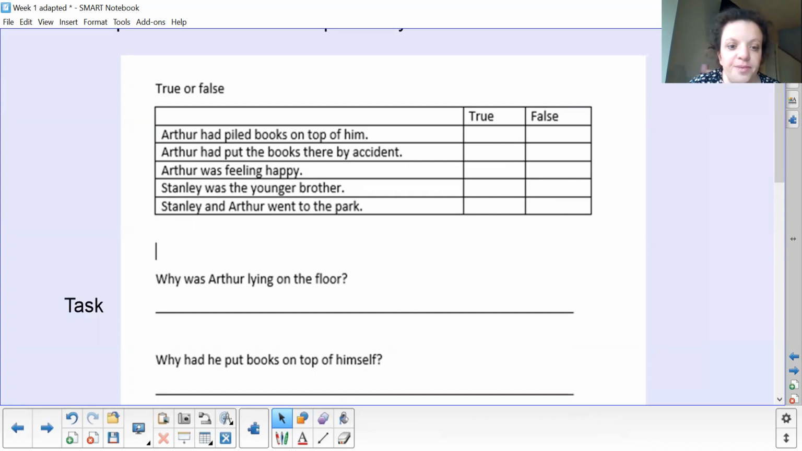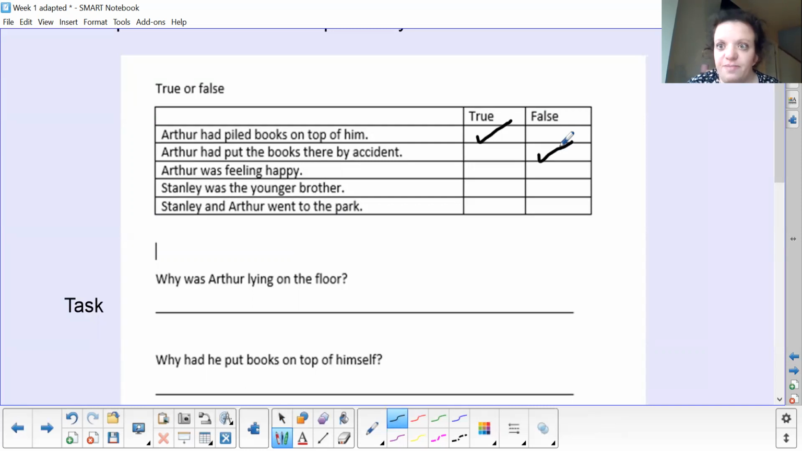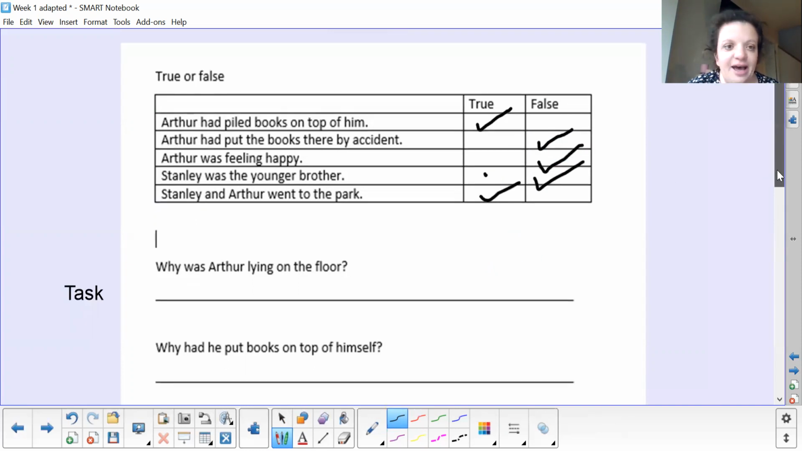Okay, let's go through our answers and you can see if you got them right or wrong. So Arthur had piled books on top of him. That is true, he definitely had. Arthur had put the books there by accident. False, he'd meant to do it. He wanted to be flat. He wanted to put those books on him to make him feel flat. Arthur was feeling happy. No, he was feeling jealous. Stanley was the younger brother. No, the mum and dad said, you need to be nice to Arthur because you're the big brother. So that's false because Arthur is the younger brother. And Stanley and Arthur went to the park is true. They did. And they saw all the beautiful kites there.